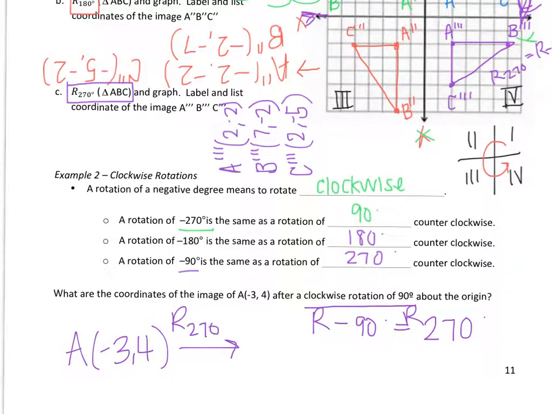And now again, you could use the rule, or you can use scrap graph paper if you have it by you. But the rule says that I want to switch their spots, x and y, but negate the back spot, the y. Or the x, I'm sorry. So here, A maps onto A prime at (4, 3). So again, I swapped their spots, and then I negated this back spot. It was a negative 3, and now it's a positive 3.